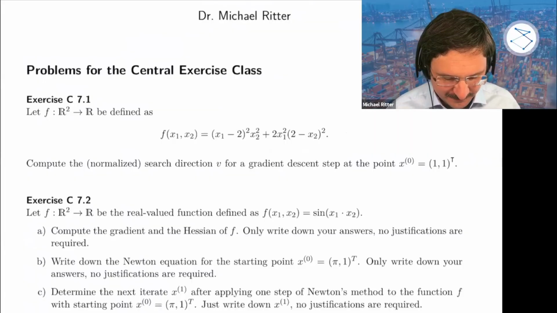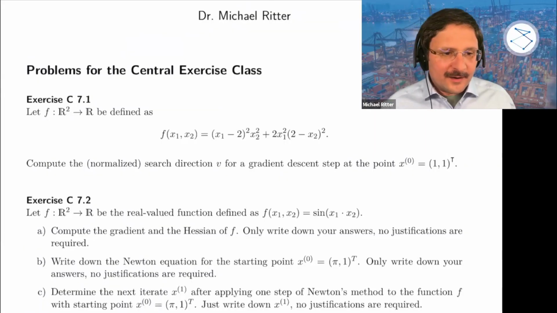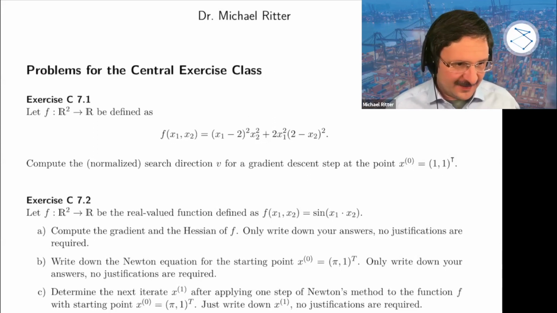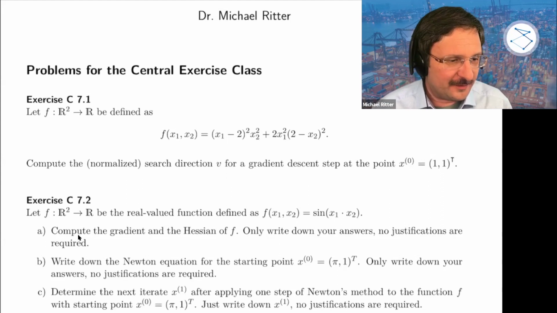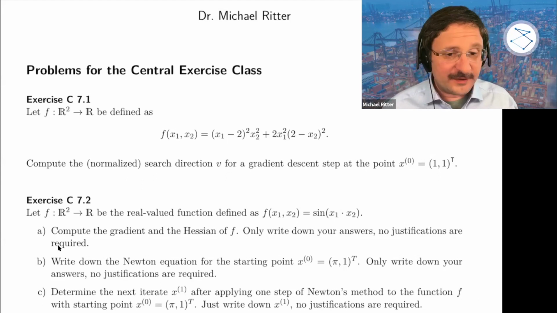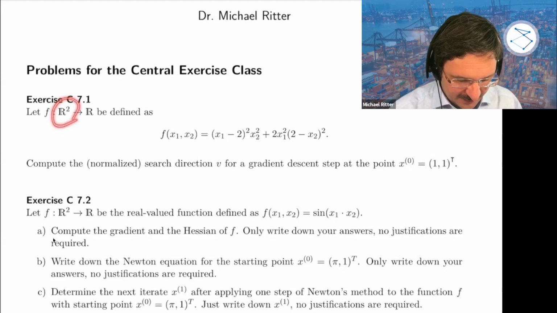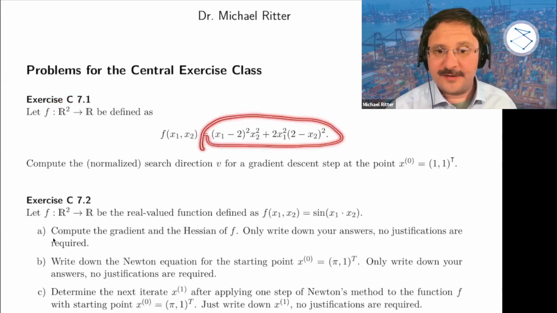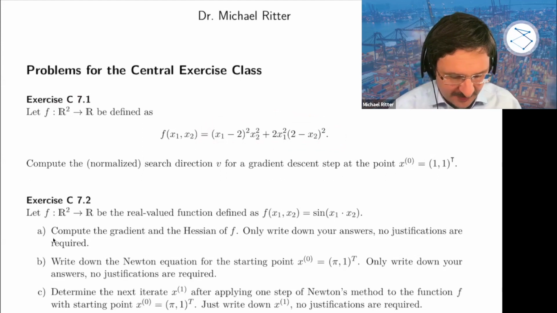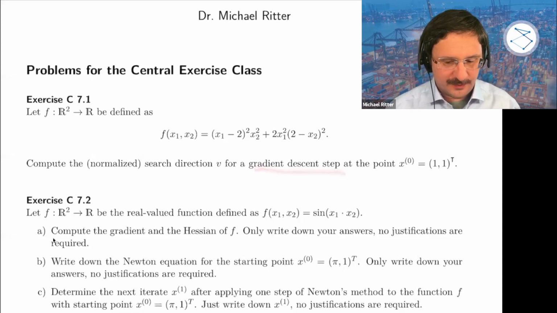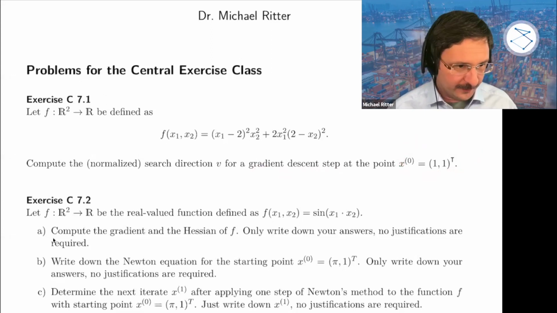Okay, good. So let's start with sheet 7 then. So here's a quick look at sheet 7. There's 4 problems today, so quite a lot of work to do. Let's start right away with problem C71. There's a function defined on R2, defined like this. So basically that's a multivariate polynomial. And we want to compute the normalized search direction for gradient descent step at a given point, 1, 1.